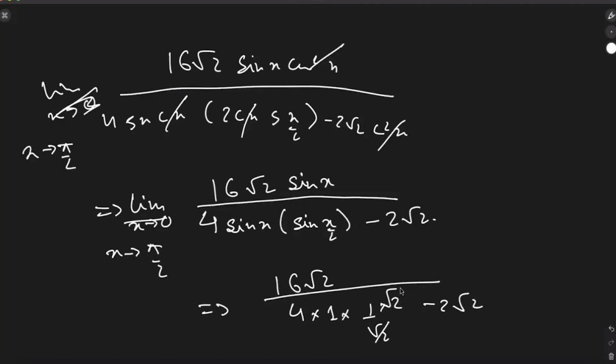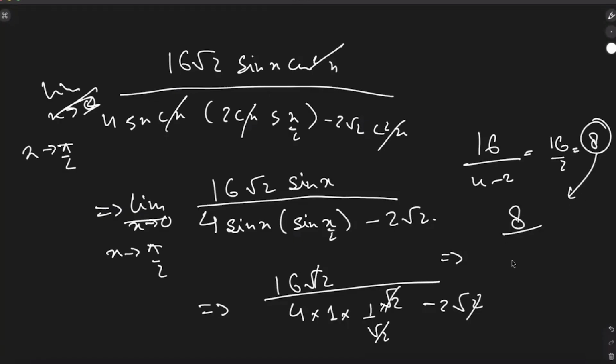So under root 2 will cancel out. I'll be left with what? 16 divided by 4 minus 2. So 16 upon 2, answer is 8.